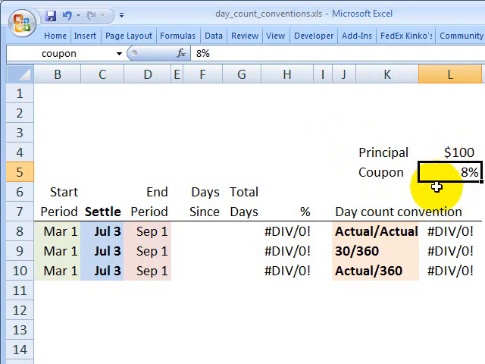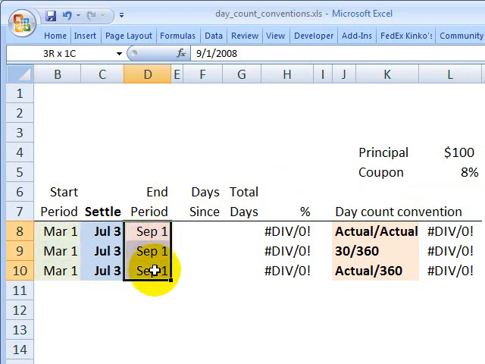8% times 100 is $8, but we're paying semi-annually, so that means there's a $4 coupon on the bond paid every 6 months. And so, for example, let's just assume that the coupon pays on March 1st. That's what I've got here for a start period. And then the next coupon pays on September 1st. That's what I've called the end of the period. There's 6 months between them, so every 6 months on either March 1st or September 1st, this 8% semi-annual pay bond will pay a $4 coupon.